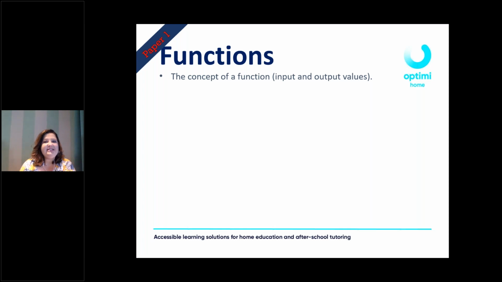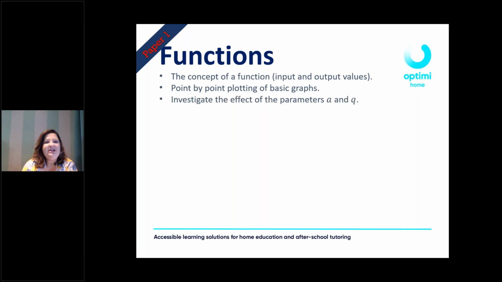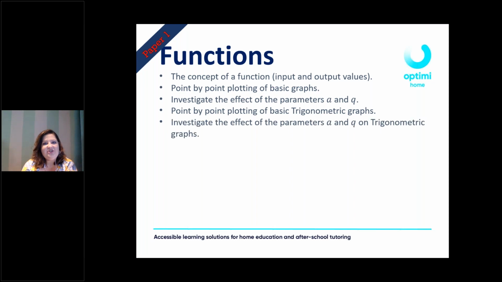So all the topics that we need to cover in function is the concept of a function. So what is a function? We've done that in our previous webinar. Point-by-point plotting of the basic graphs. We've done that in our previous webinar. Investigate the effect of the parameters A and Q, point-by-point plotting of basic trigonometric graphs. Also investigate the effect of the parameters A and Q on those trigonometric graphs. To sketch the graphs, find the equation of given graphs, and interpret graphs.